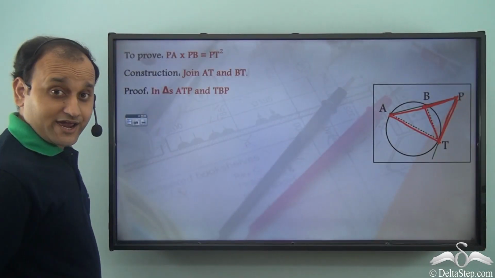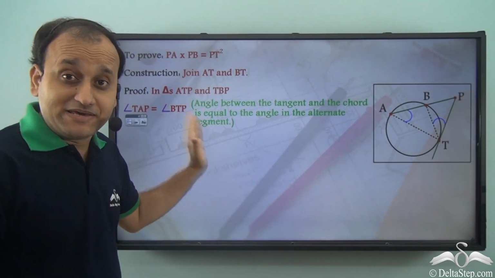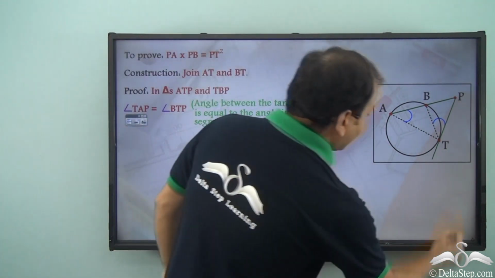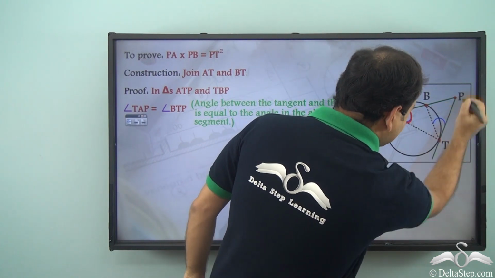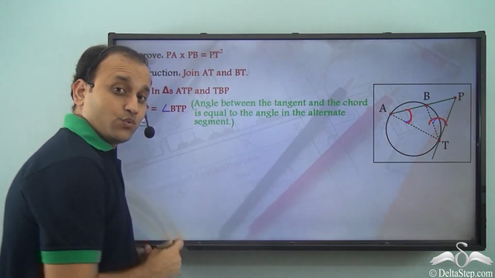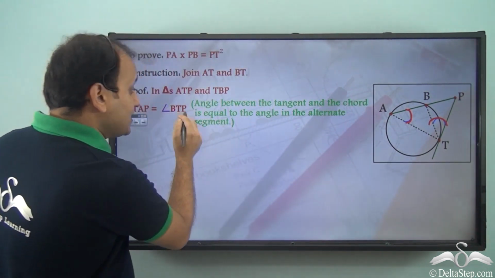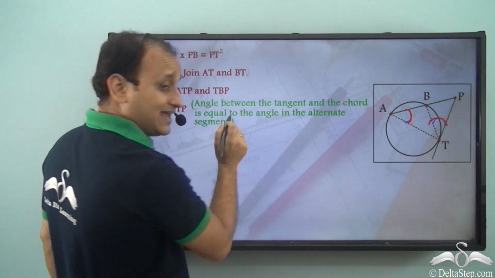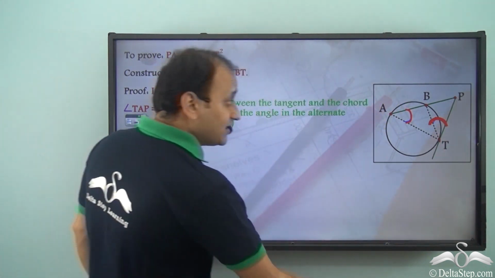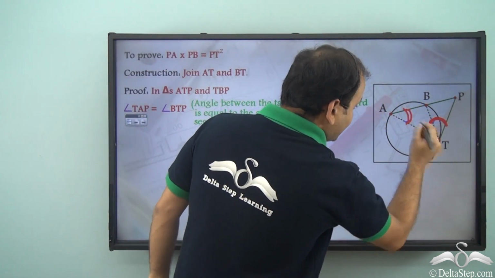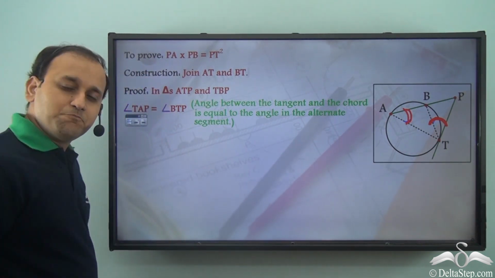So in these two triangles, angle TAP is equal to angle BTP. So angle TAP, this angle, will be equal to angle BTP, this particular angle. Why do I say so? Because the angle between the tangent and the chord is equal to the angle in the alternate segment. So this angle between the tangent and the chord will be equal to the angle in the alternate segment. So angle TAP is equal to angle BTP.